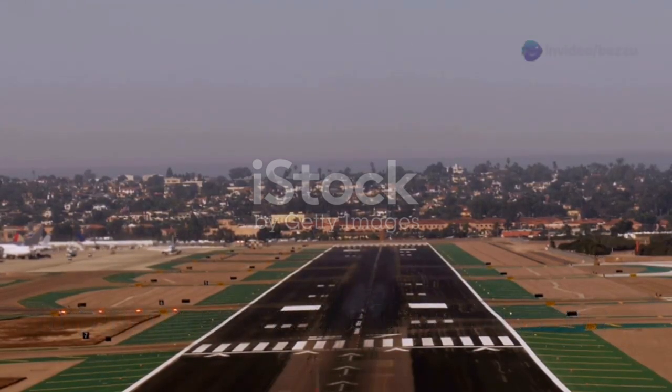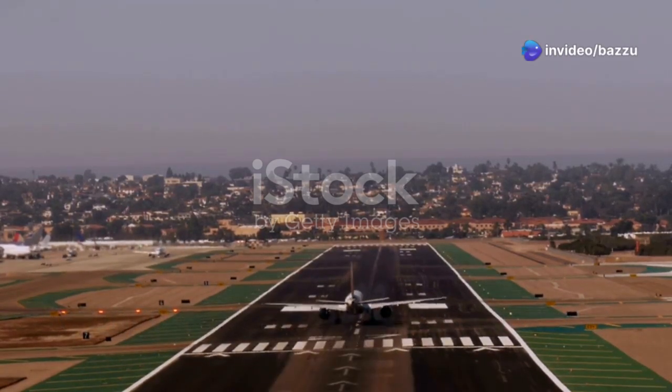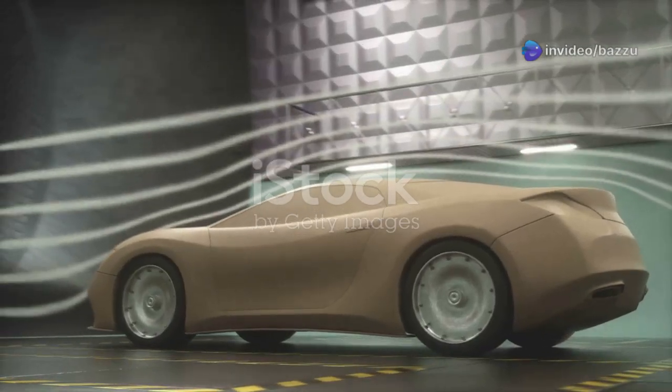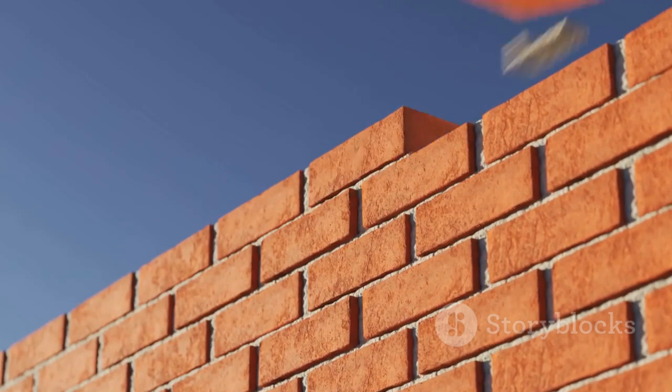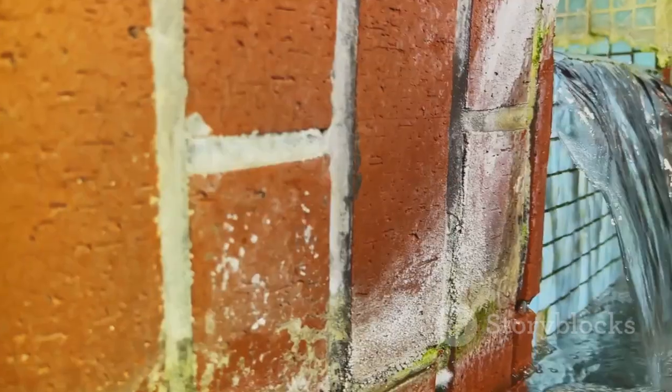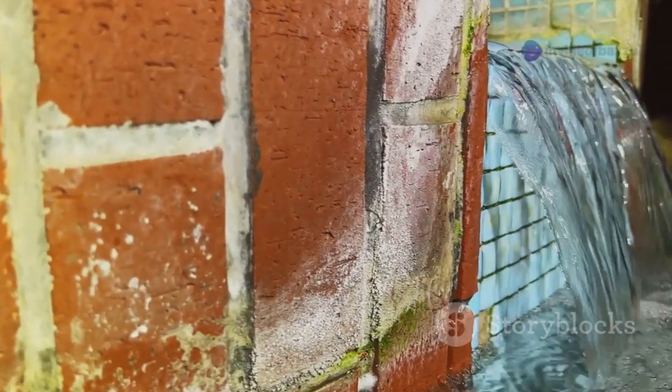Let's talk about the other drags, the usual suspects. First up, form drag or pressure drag. This is all about the shape of the thing. Think of a brick flying through the air. Not very aerodynamic, air struggles to get around it, creates high pressure at the front, low pressure at the back, sucks it backwards. A sleek, pointy jet, much less form drag.